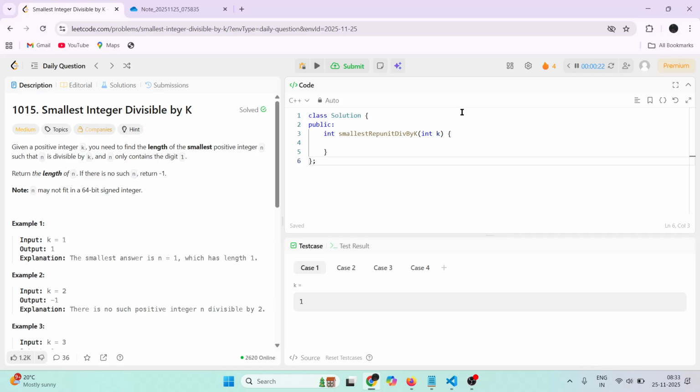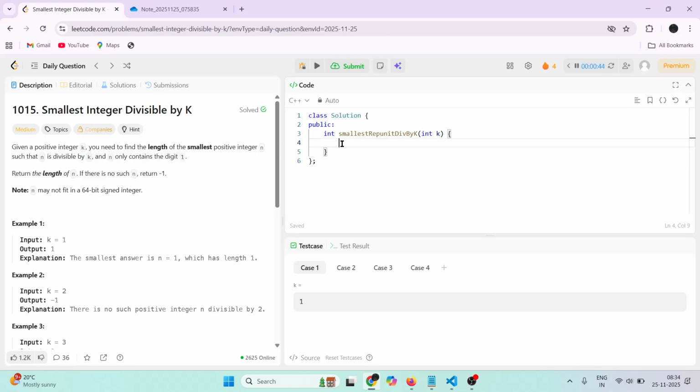Hello everyone. So today we are going to solve LeetCode's problem of the day, 1015, smallest integer divisible by K. In this we have an integer k and we need to find the length of the smallest positive number n such that n is divisible by k and n only contains the digit 1.